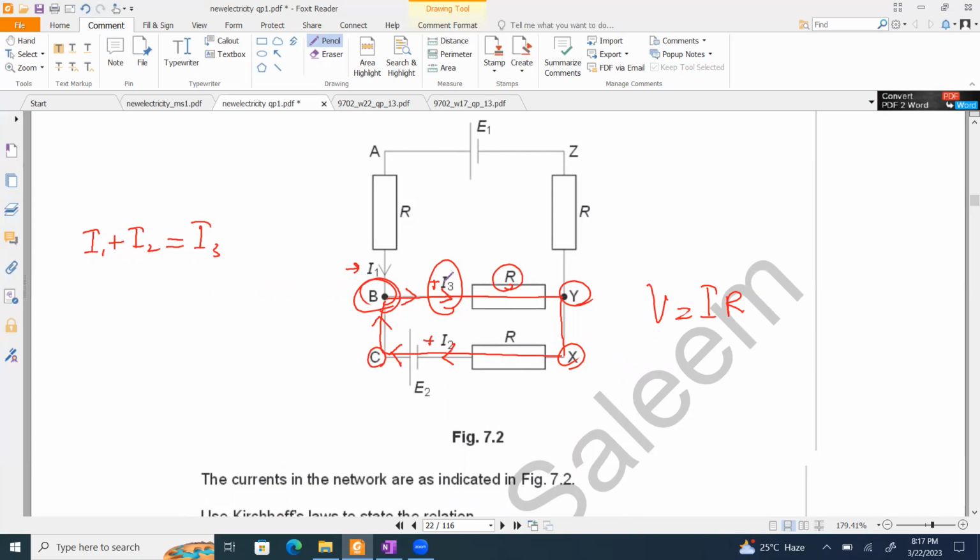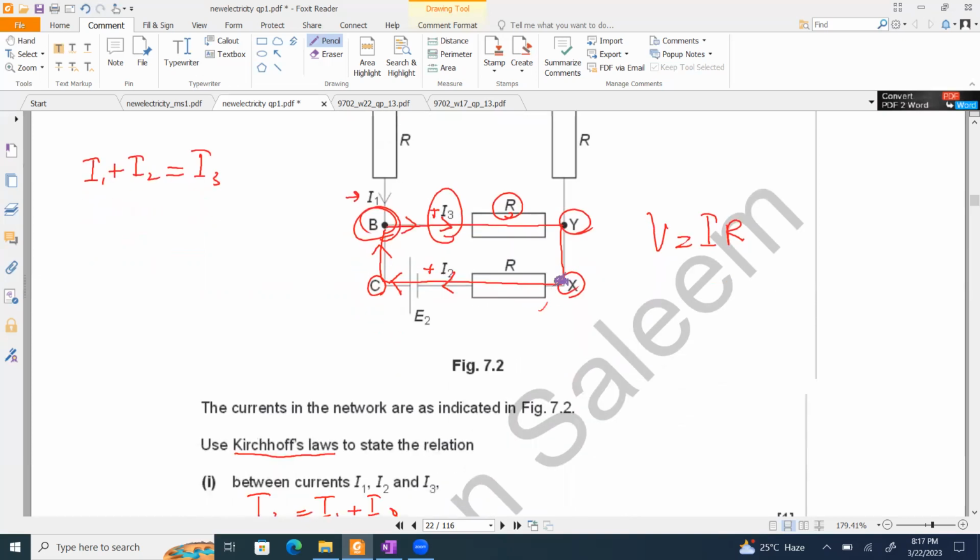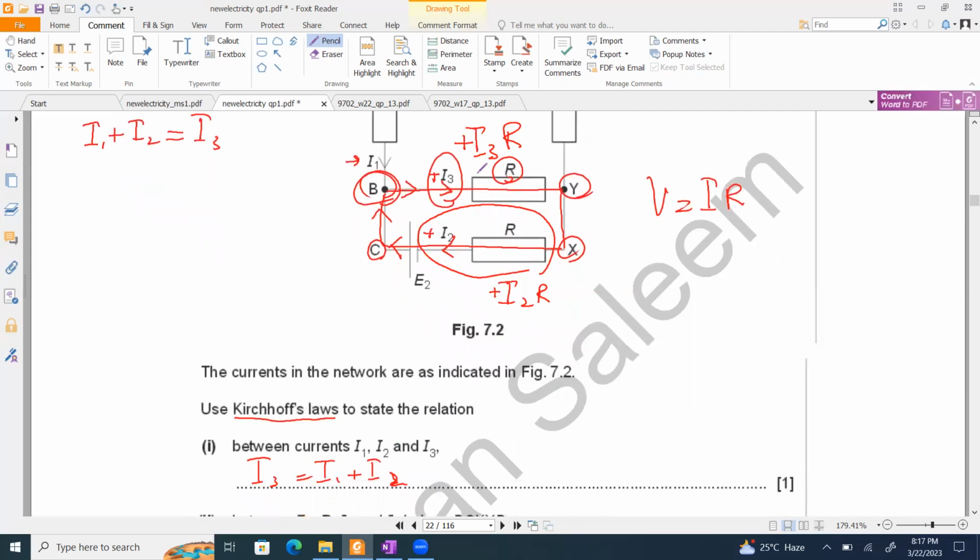Anyways, I am going to take the voltage of this one, that is I2R, and I2 is positive. The voltage of this resistor as well is I3R, that is also positive. I told you the reason behind this positive sign: both the currents are arranged in the same direction as E2. So that's why I can say I2R plus I3R.